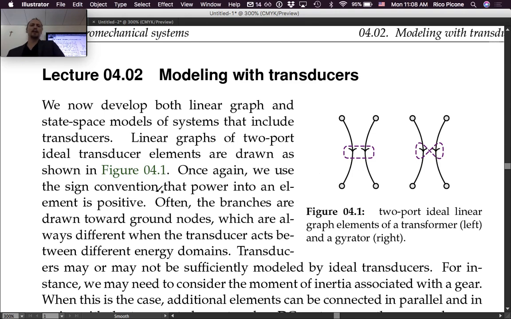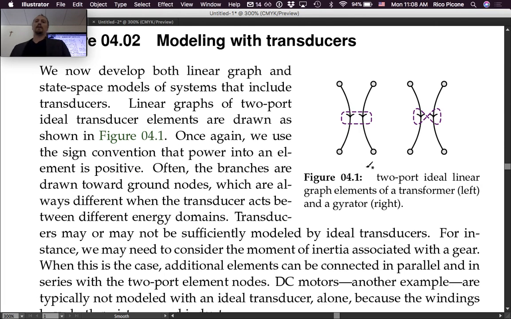Once again, we use the sign convention that power into an element is positive. That also goes for this multi-port element. Often the branches are drawn toward ground nodes. So often these nodes are ground, unless your system wants you to do something else. There are some cases where it's not that way, so I didn't always draw them to ground in the diagram, but it is common to have that be the case.